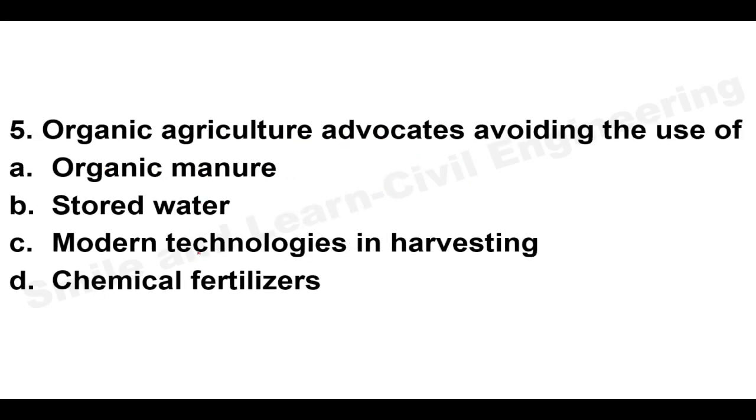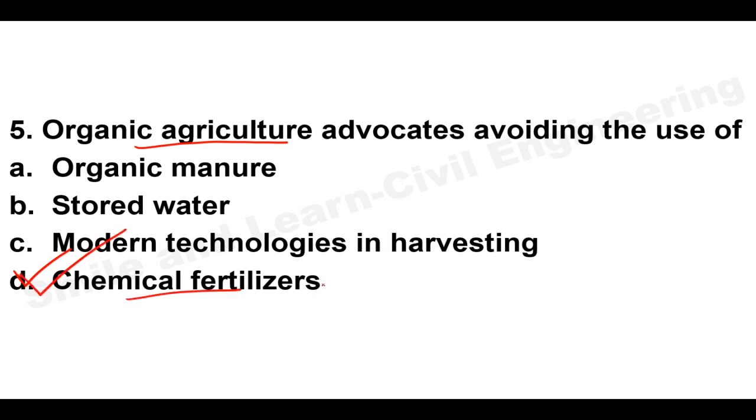Next question. Organic agriculture advocates avoiding the use of what? Nowadays this organic agriculture is very popular. So why do people adopt organic agriculture? Because it avoids the use of what? The correct answer is chemical fertilizers.